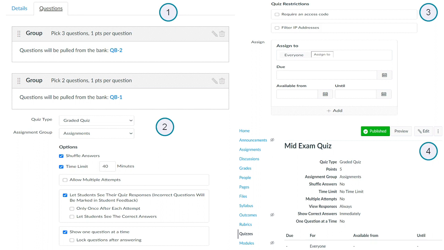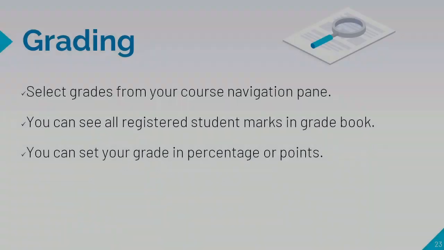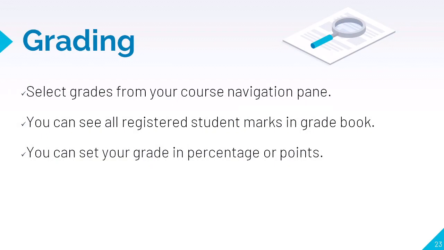And filter IP address, you can identify the IP also and assign to everyone enrolled in your course, and due date and available from until you have to select from this and publish your quiz. In image 4 you can see I have created my quiz with the name mid exam quiz. This is a graded quiz and I have selected 5 questions, so you can see here. This is the part we have covered about the question bank and quizzes.